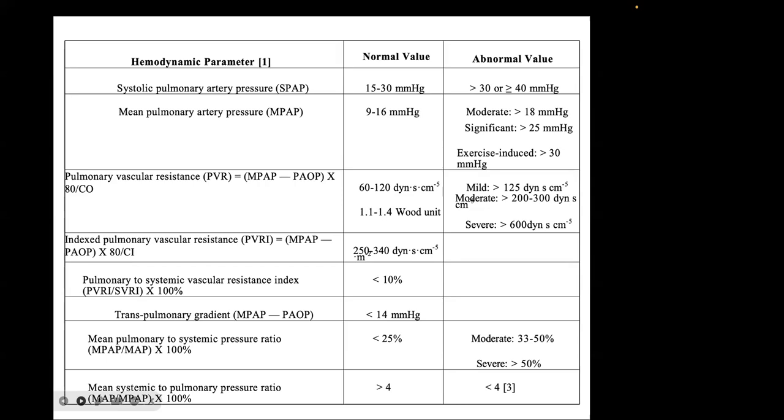Pulmonary vascular resistance is 60 to 120 dyne second centimeter to the power 5, and 1.1 to 1.4 Wood units. Mild is more than 125 dyne, moderate more than 200 to 300, and severe more than 600 dyne seconds per centimeter to the power 5. Others are index pulmonary vascular resistance, pulmonary to systemic vascular resistance index, transpulmonary gradient, mean pulmonary to systemic pressure ratio and mean systemic to pulmonary pressure ratio.